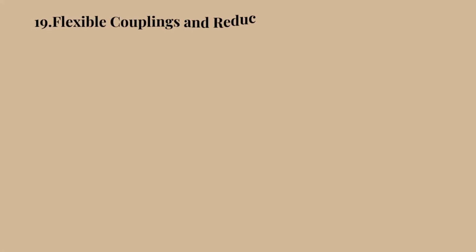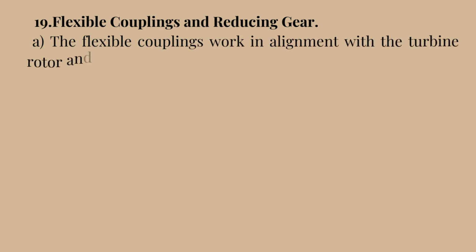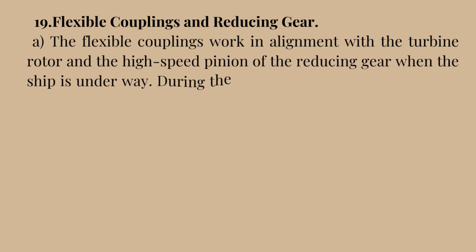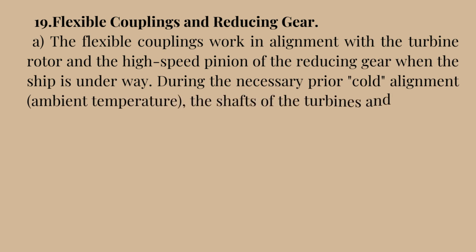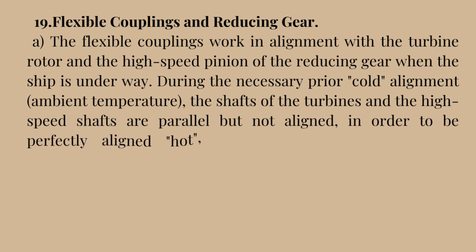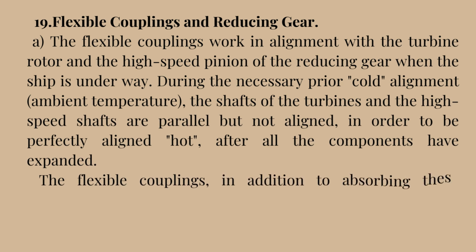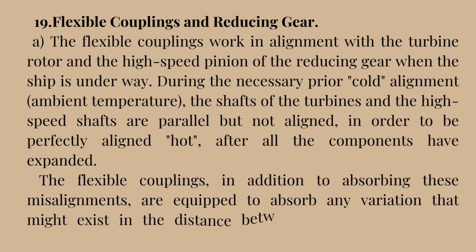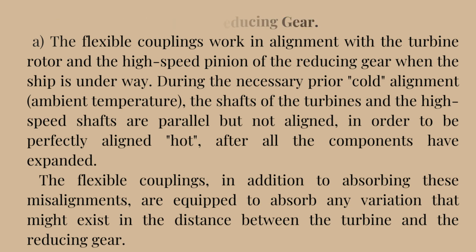19. Flexible couplings in reducing gear. A. The flexible couplings work in alignment with the turbine rotor and the high-speed pinion of the reducing gear when the ship is underway. During the necessary prior, cold, alignment, at ambient temperature, the shafts of the turbines and the high-speed shafts are parallel but not aligned, in order to be perfectly aligned, hot, after all the components have expanded. The flexible couplings, in addition to absorbing these misalignments, are equipped to absorb any variation that might exist in the distance between the turbine and the reducing gear.